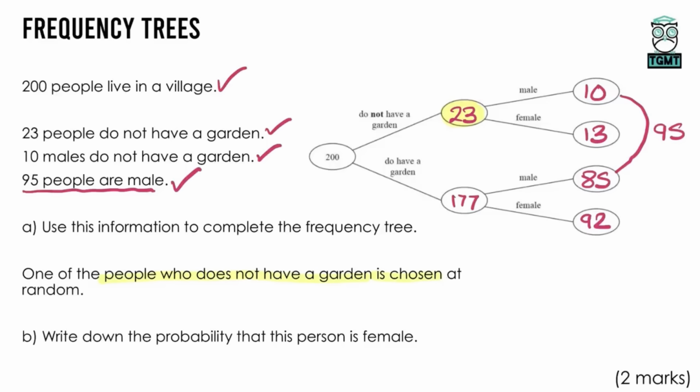Write down the probability this person is a female. Well, there are 13 females, and we're only picking out of those 23, so that's 13 out of 23. You've got to be really careful on these questions to read the language. If it just said one of the people is chosen, then it would have been out of 200. But it specifically says one of the people who does not have a garden is chosen. So it was just out of those 23. And there we go. You can leave your answer as a fraction. You don't need to simplify it if it did simplify. And there we go. There's our final answer for the frequency tree.